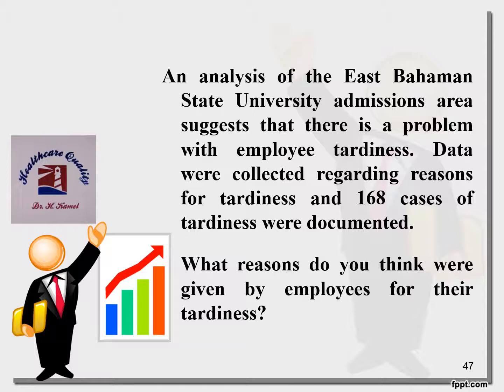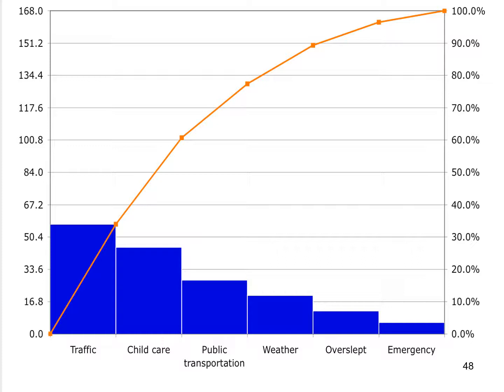In a second example, an analysis of the East Bahamas State University admissions area suggests that there is a problem with employee tardiness. Data were collected regarding reasons for tardiness, and 168 cases of tardiness were documented. What reasons do you think were given by employees for their tardiness? When we look to this Pareto chart representing the different causes of employee tardiness, we found that traffic, childcare, and public transportation represent about 80% of the causes of this problem.